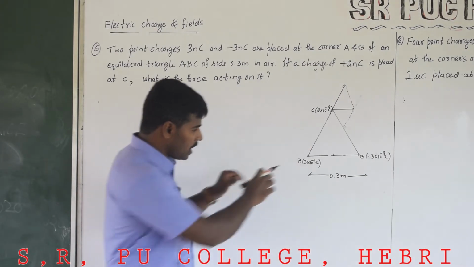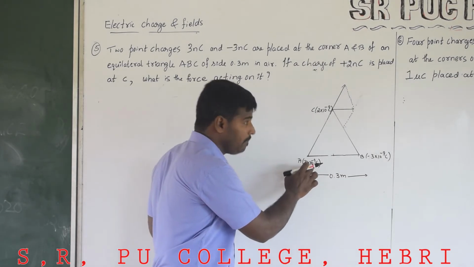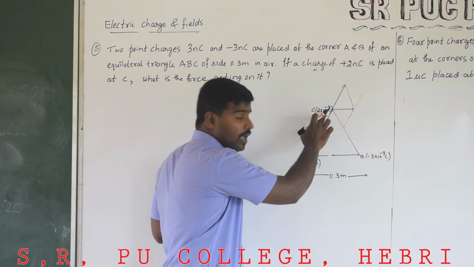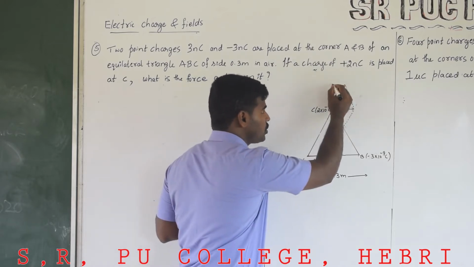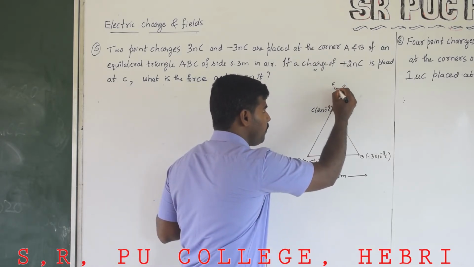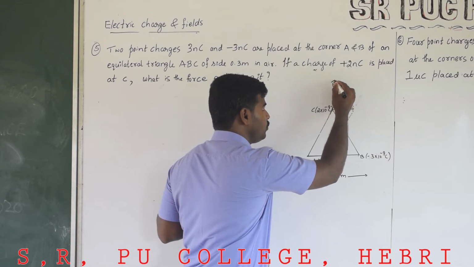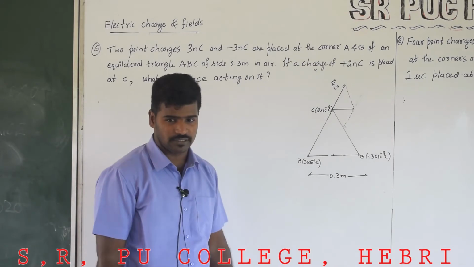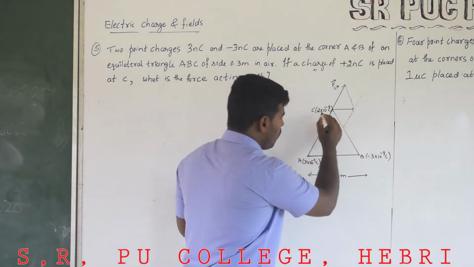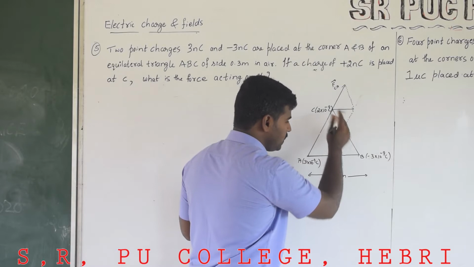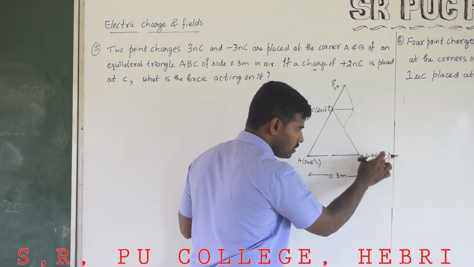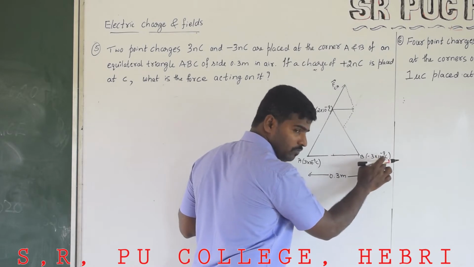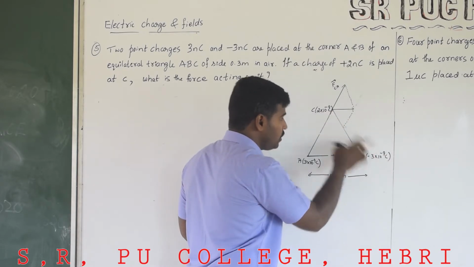A is having the charge of 3 into 10 raised to the power minus 9, and C has a charge of 2 into 10 raised to the power minus 9, hence there is a force of repulsion. That force is expressed as the force on C due to A, given by FCA vector, as well as 2 into 10 raised to the power minus 9 coulomb and minus 3 into 10 raised to the power minus 9 coulomb. There is a force of attraction between these two charges.